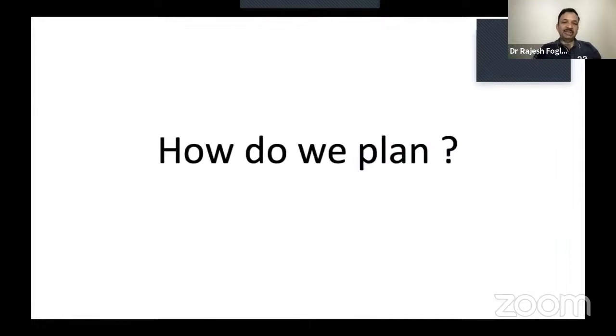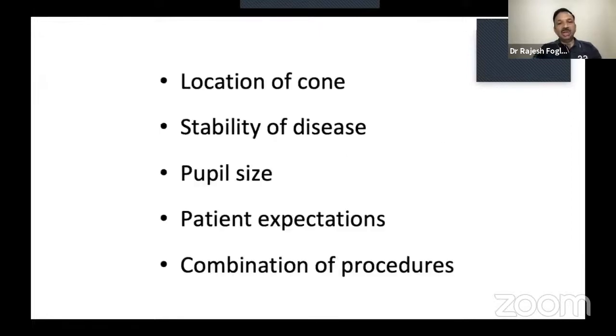I've shown you that yes, toric ICL can be done. It does work in keratoconus. So do you go ahead and do it in each and every keratoconus patient? No. You have to look at the location of the cone. The cone has to be fairly central. There should not be a significant amount of superior-inferior asymmetry. The keratoconus should be stable. If you are in doubt, then please do a cross-linking first, and then 3 to 6 months later, you can plan for an ICL implantation.